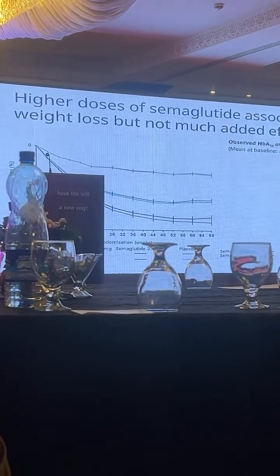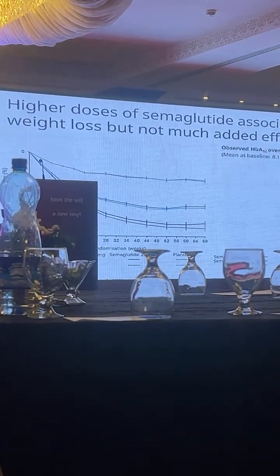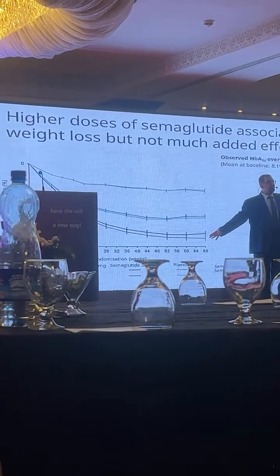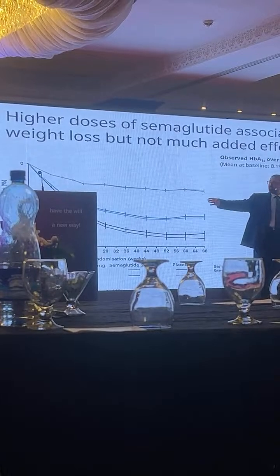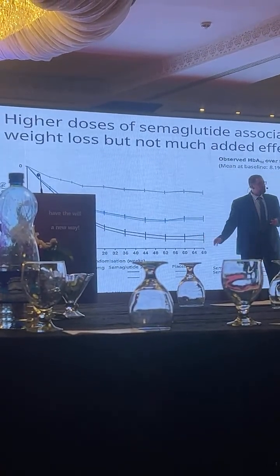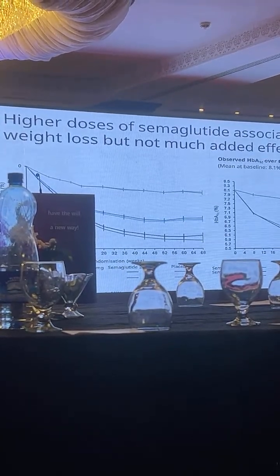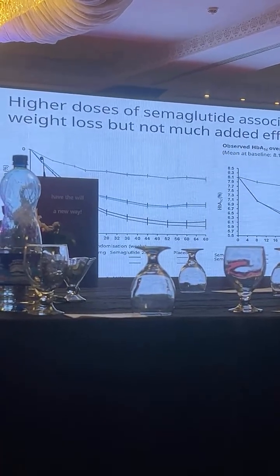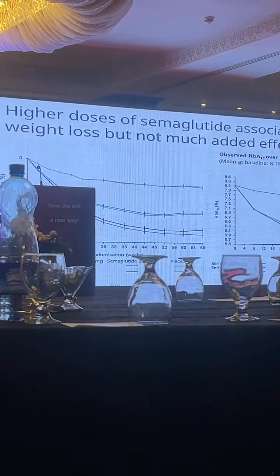Similar data comes from semaglutide. It's clear that semaglutide 2.4 milligrams results in a greater weight loss compared to semaglutide 1 milligram. Both of them greater than placebo. But the 2.4 milligrams gives you greater weight loss compared to 1 milligram and placebo. But when it comes to HbA1c, they are identical. The 1 milligram and 2.4 have similar HbA1c lowering efficacy.